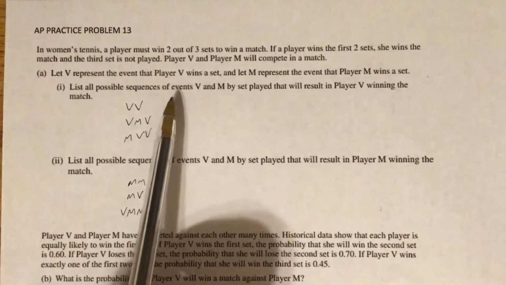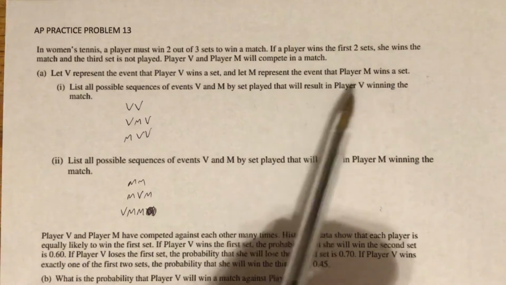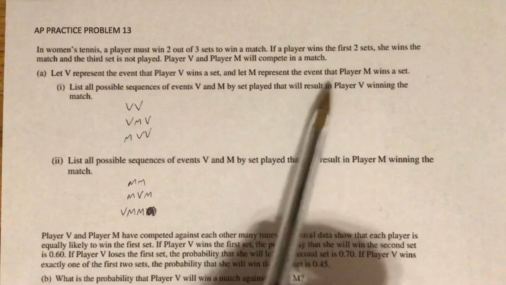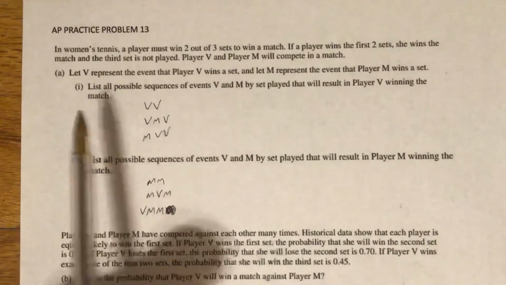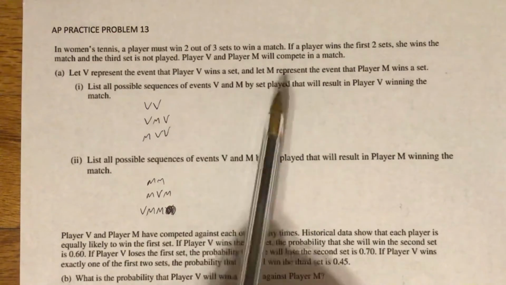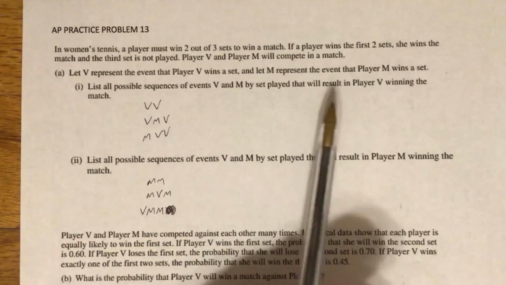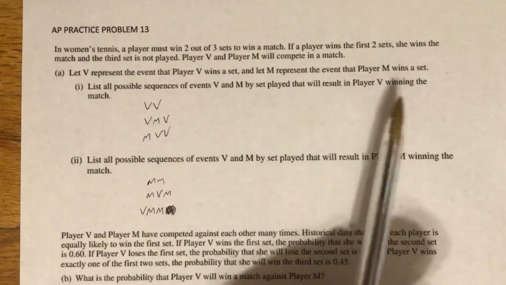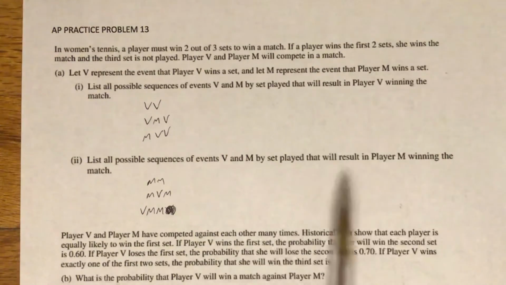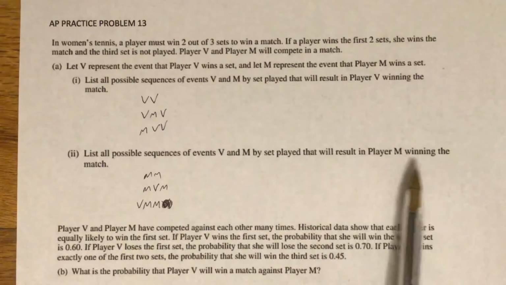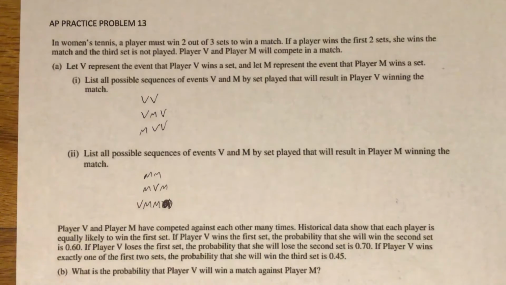First, for part A, what are the scenarios where player V wins? And make sure you use their letters. They said let V represent a win by player V and an M represent a win by player M. Makes sense. So they want to know what would the sequence be where player V would win the match, and then what are all the sequences where player M would win the match. So basically, what are all the scenarios? So let's start with player V.